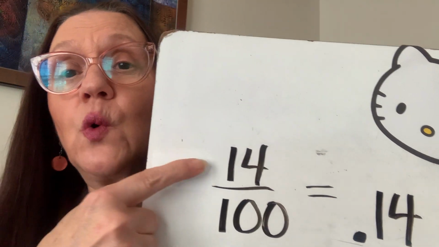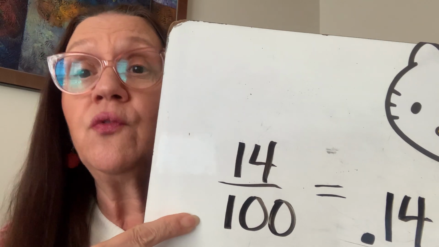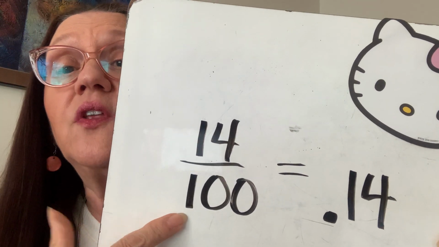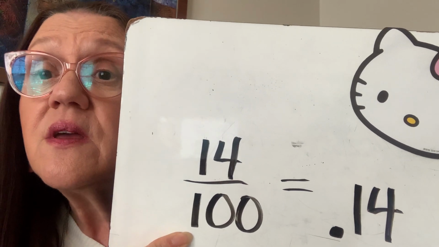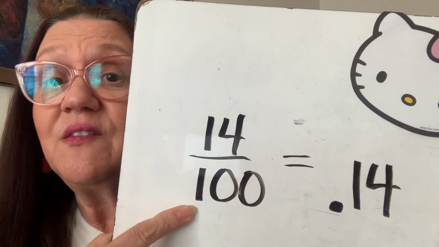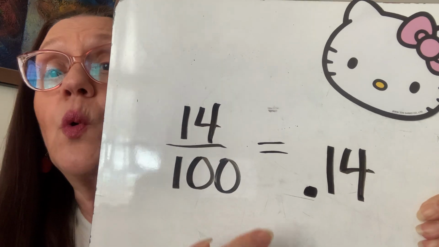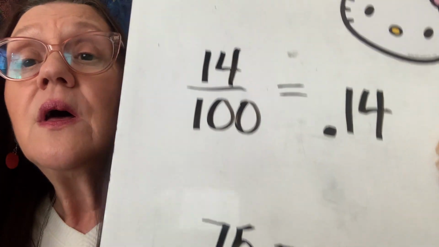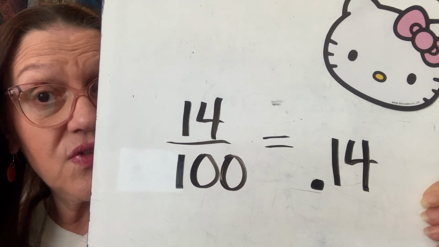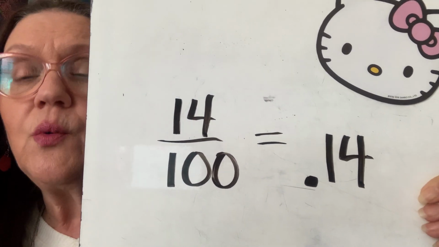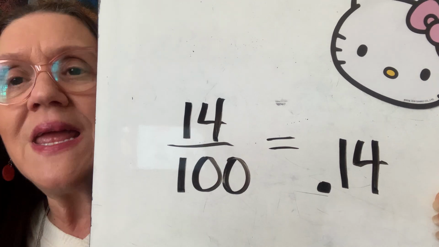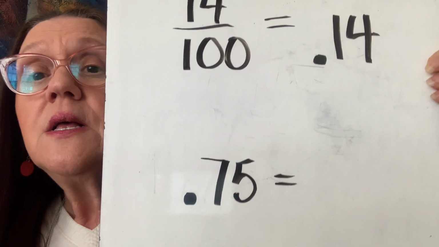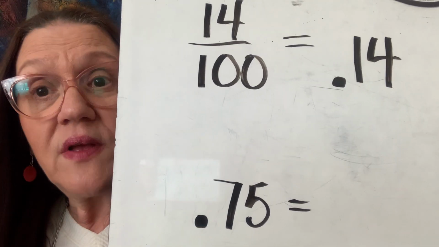This fraction, 14 over 100, can also be written as a decimal just by taking out the denominator of hundredths and then placing the decimal before the 1 to give us 14 hundredths. This also works with tenths and thousandths. Well, we can do it backwards too. If we know the decimal, we can make it into a fraction. Here's an example, 75 hundredths.